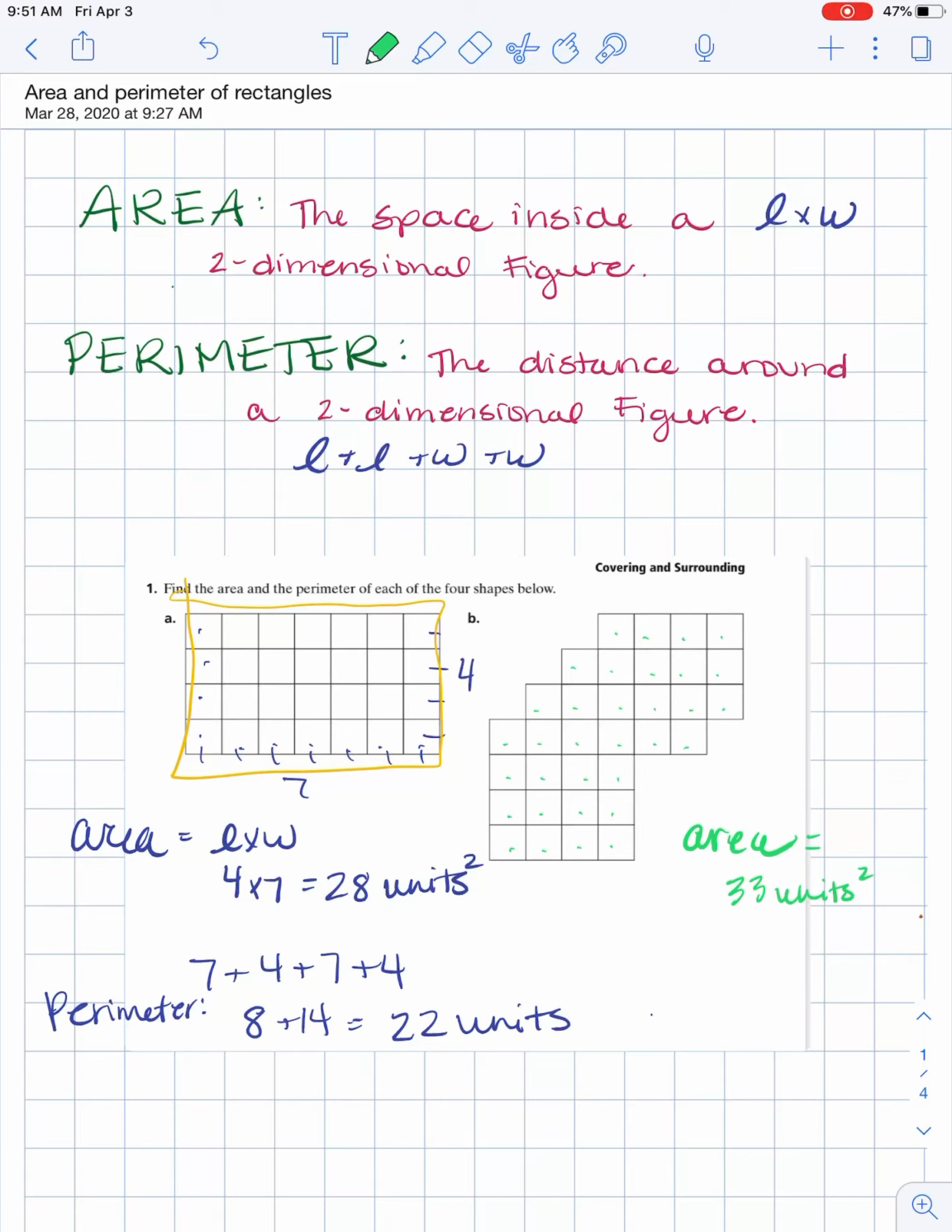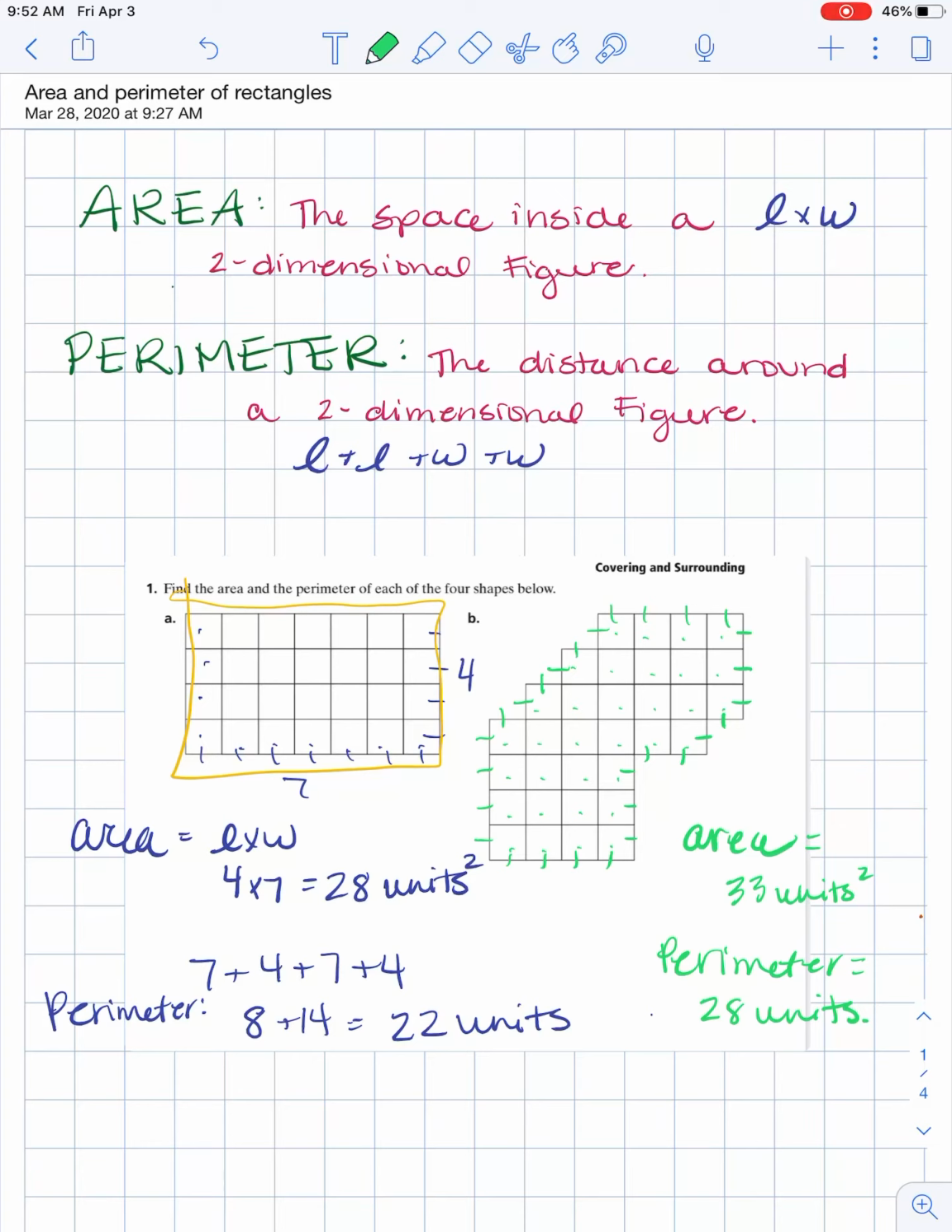And then again, our perimeter is the distance around the shape. So I'm going to keep track of my counting using little tick marks, so I know exactly where we started. So for our perimeter, 1, 2, 3, 4, 5, 6, 7, 8, 9, 10, 11, 12, 13, 14, 15, 16, 17, 18, 19, 20, 21, 22, 23, 24, 25, 26, 27, 28. So our perimeter is 28 units. And again, I'm saying units because it doesn't tell us, are those centimeters, are they inches, are they feet, are they miles, right? If it did tell us, that's what we would put for our units.